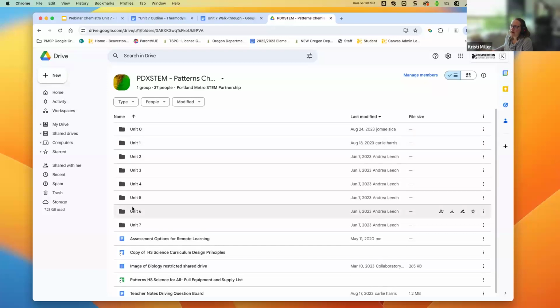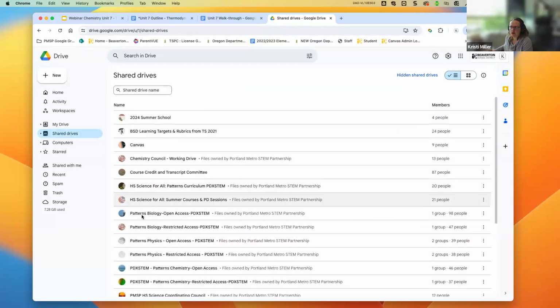So if you are not able to access this and you're looking in the right space, you're looking in shared drives, and then you're looking for that restricted access, if you're not seeing that or you can't access the documents, then you probably need to fill out the Google form link. That's just where we confirm that you are a teacher in a district. And then once we confirm that, we can add you to have access to the restricted folder.